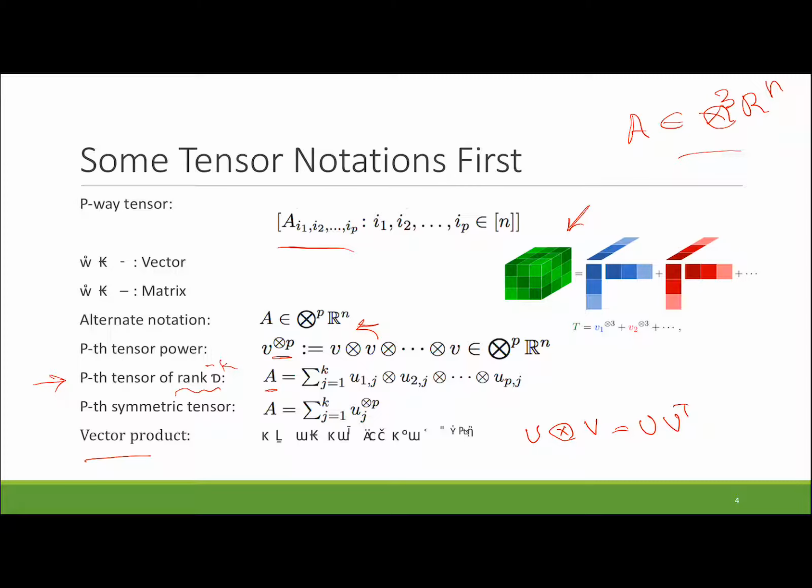A rank k tensor can be decomposed into the vector product of p vectors. And if we have a symmetric tensor, these are going to all be equal. So we'll have the tensor power for a symmetric tensor of rank k.